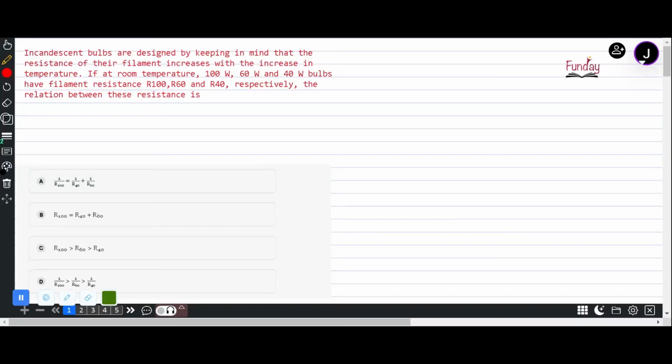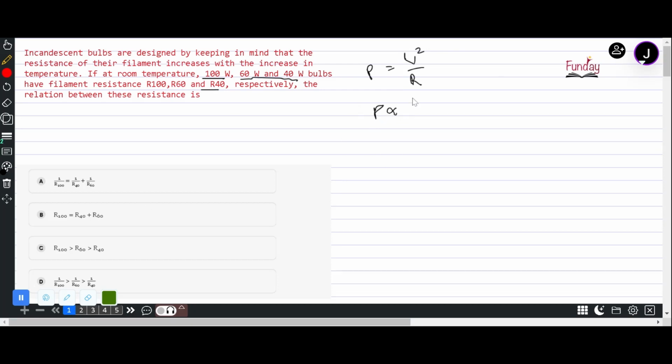Hi, this question says that there are three bulbs and their power ratings are 100 watt, 60 watt and 40 watt. With the increase in temperature, the resistance increases. If at room temperature the filament resistances are R100, R60, R40, what is the relation between these resistances?